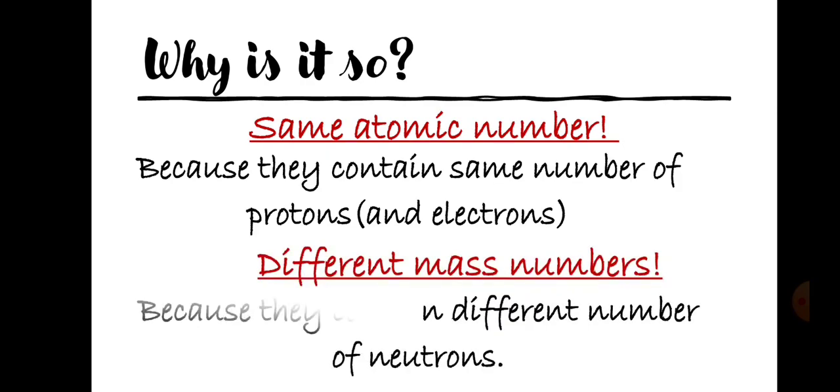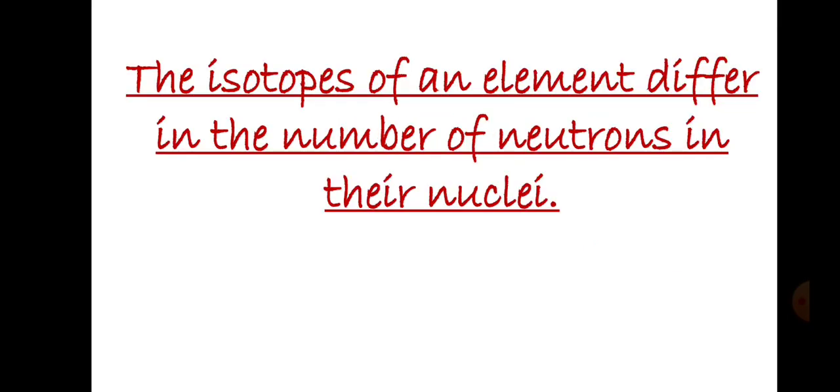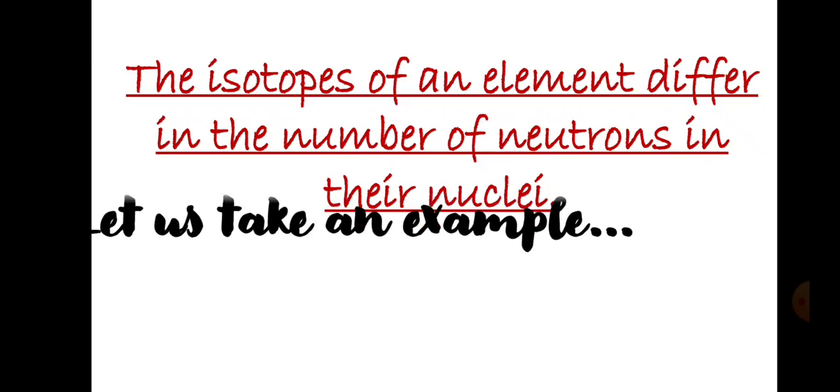Isotopes have different mass numbers because they contain different numbers of neutrons. So we can say that the isotopes of an element differ in the number of neutrons in their nuclei.